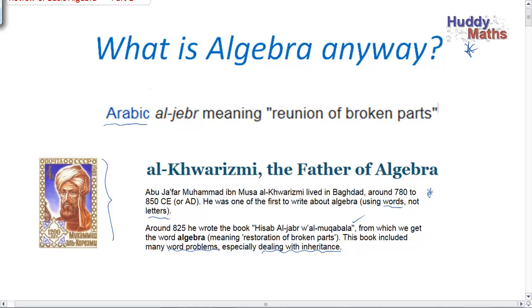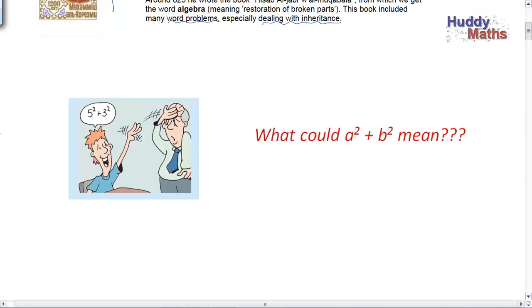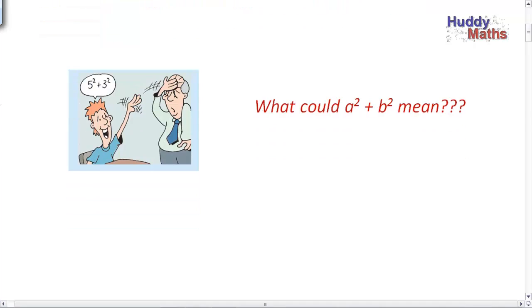So come on down to the first little thing that you might look at, and that's this. We in maths generally work with numbers, 5 squared plus 3 squared, whatever that is. I'm going to ask you to work that out later on. So what could a squared plus b squared mean? And there's the first little inkling about how we do use algebra to solve problems and to look at patterns, particularly in maths. What could a squared plus b squared be?